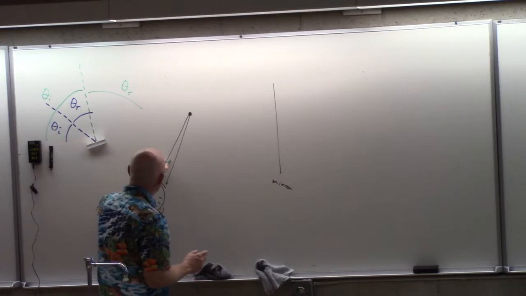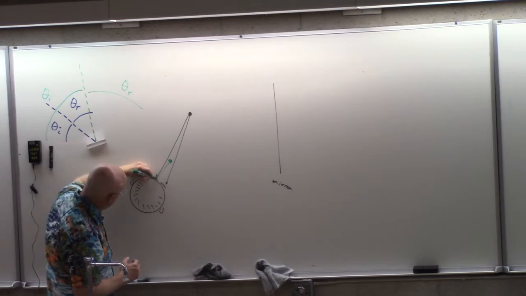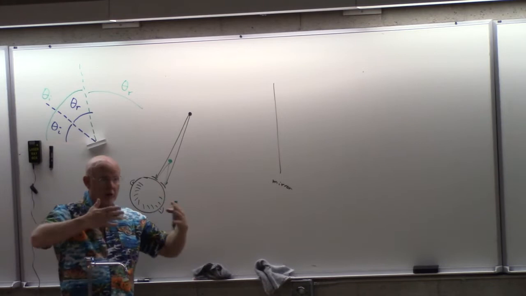So I would have one ray going into my left eye and one ray going to my right eye. And see, that angle would be a little closer. My eyes would be angled in.